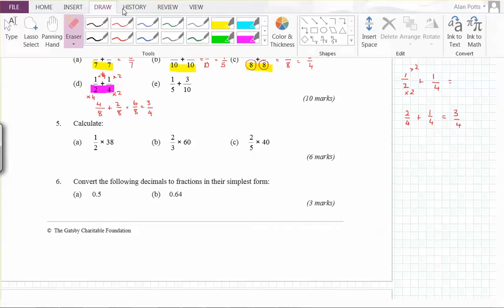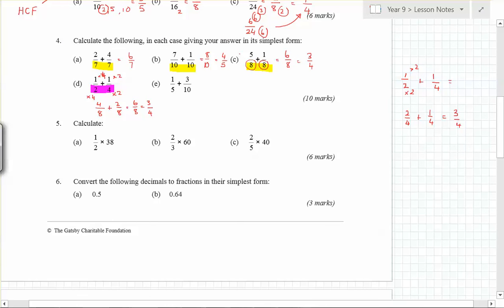For times, do you just times the top and the bottom? Yeah, tops and bottoms together. So when we add this one, did you do 10 times 5 and 5 times 10? It does work. So let's do your method. So 5 times 5 is 25, and this one times 10, so it would be 10 over 50 plus 15 over 50, which is 25 over 50, and simplified is 1 over 2.